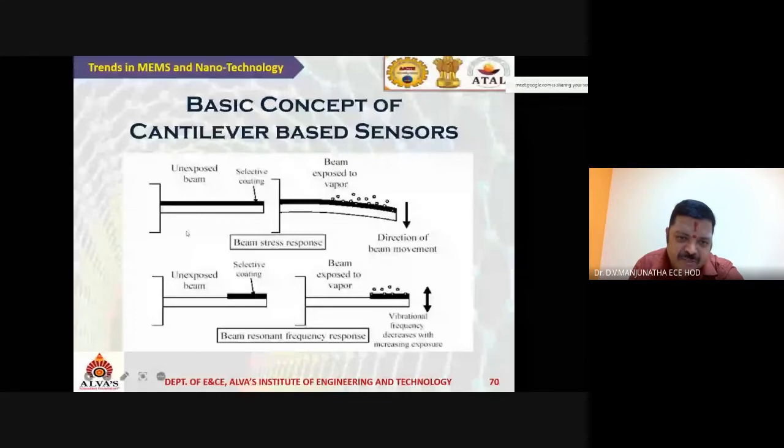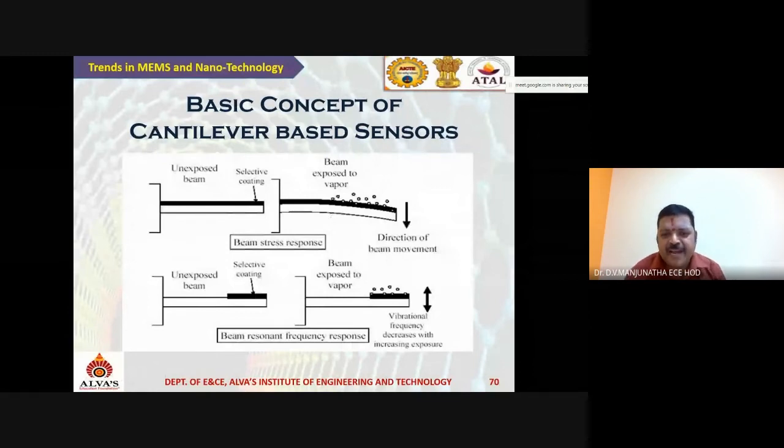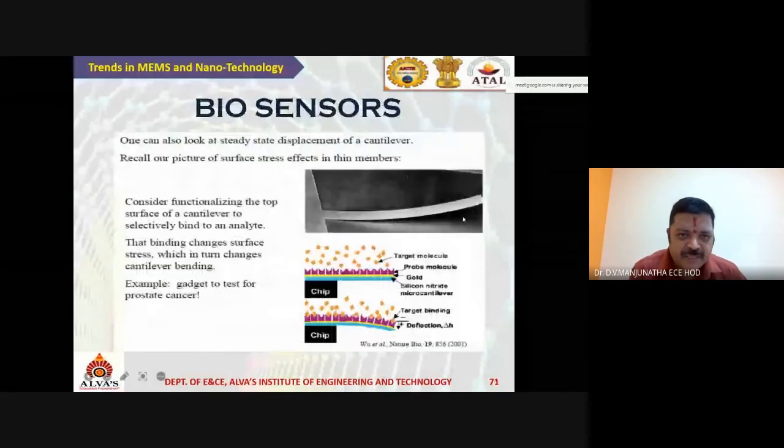So this is a cantilever, an unexposed beam, and selective coating can be done. The beam is exposed to vapor, and the direction of beam movement is observed. It has entered into a lot of medical applications. The surface is mounted with antibodies and antigens. Whenever they react, it bends. So that shows tuberculosis detection. In tuberculosis detection also, people are using cantilever sensors, right? Biosensors, most of the time their applications are in the medical area, right?